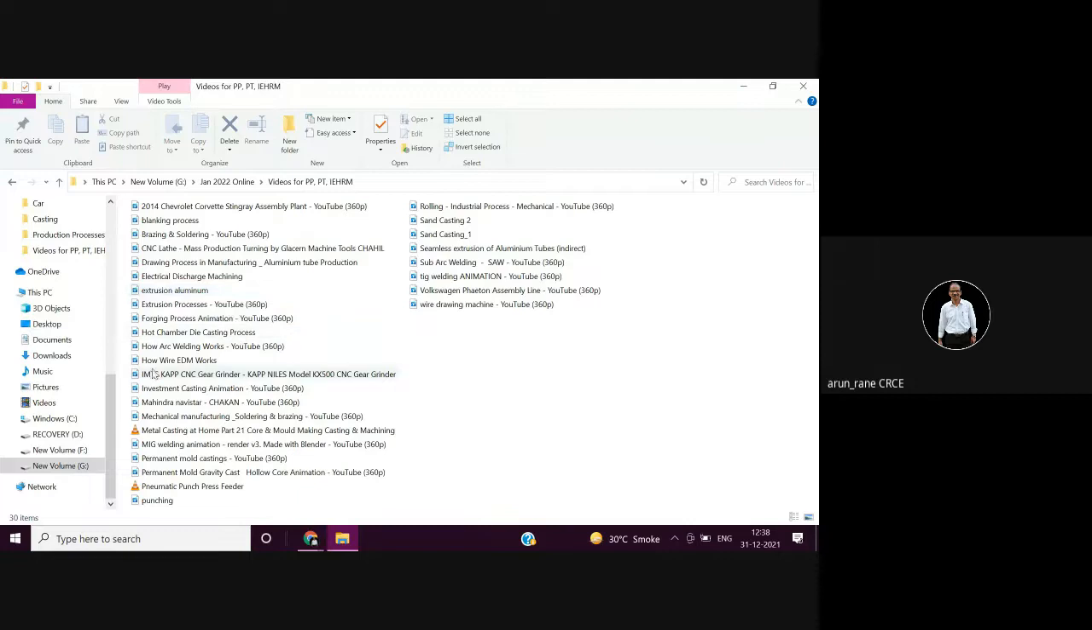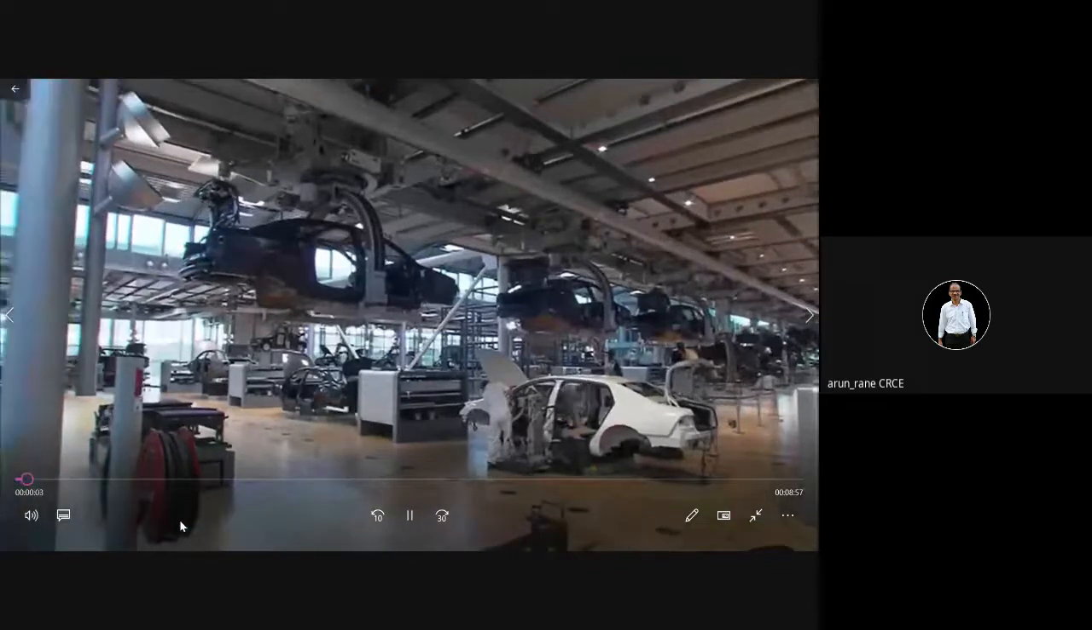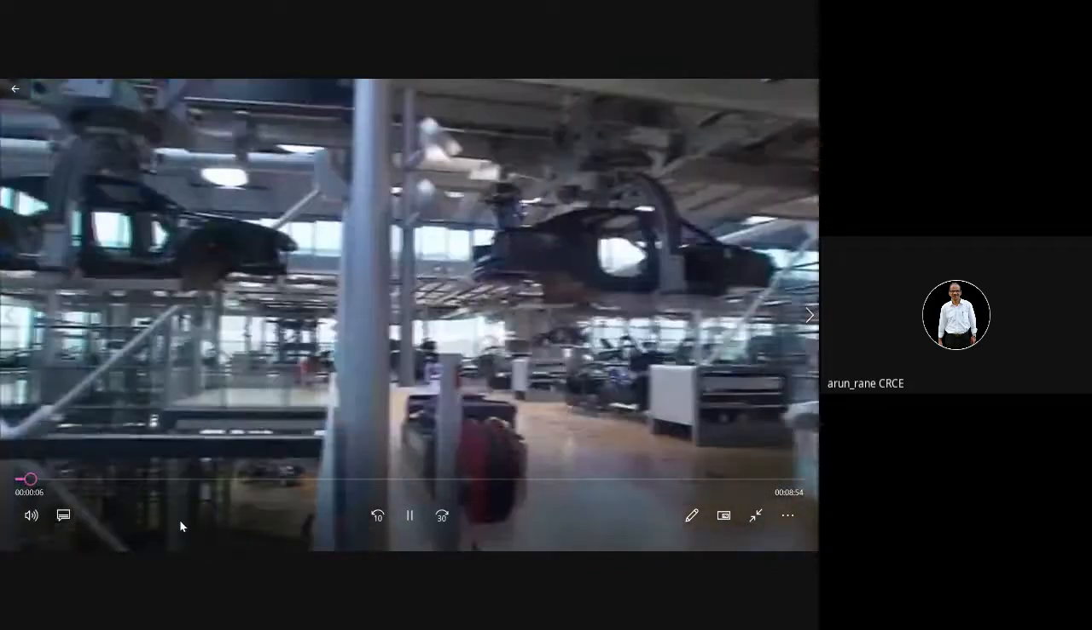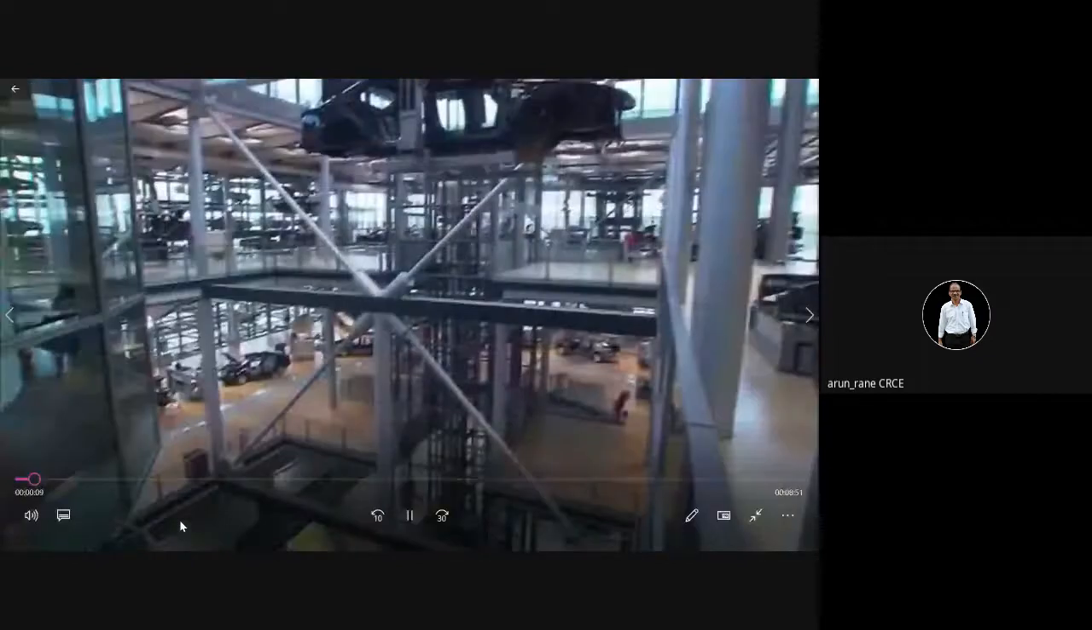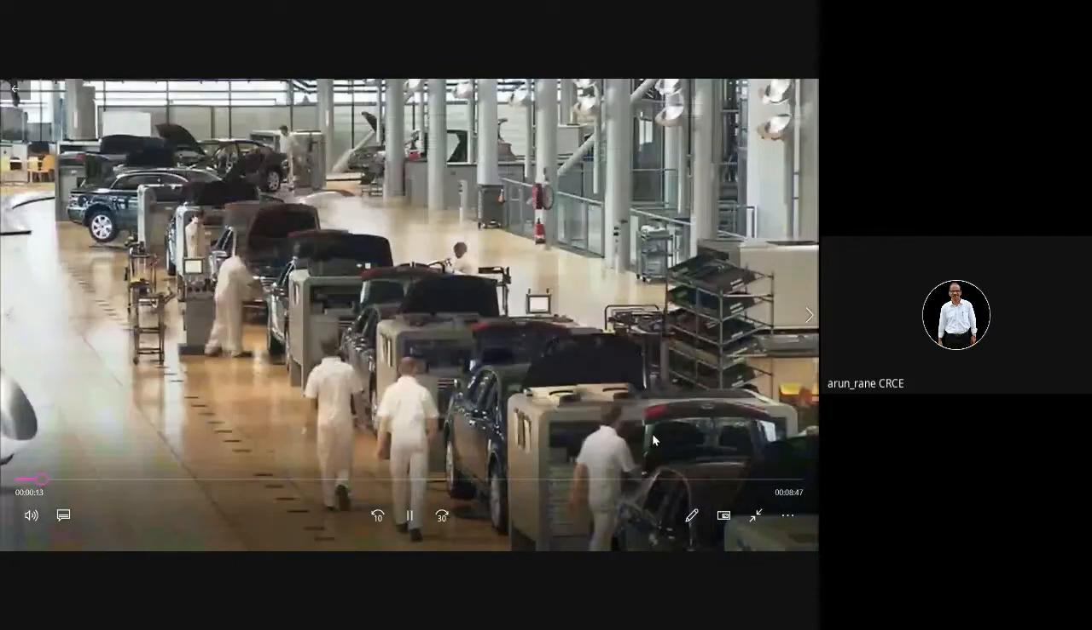Meanwhile, I'll show you one video. So, wanted to show you one assembly line. This is the car assembly line. Folks, right now. This is a wooden floor.